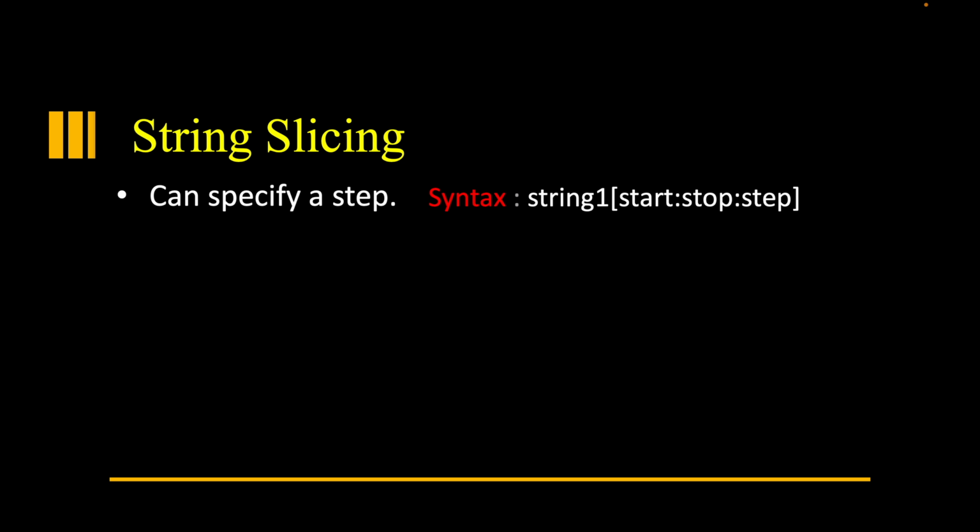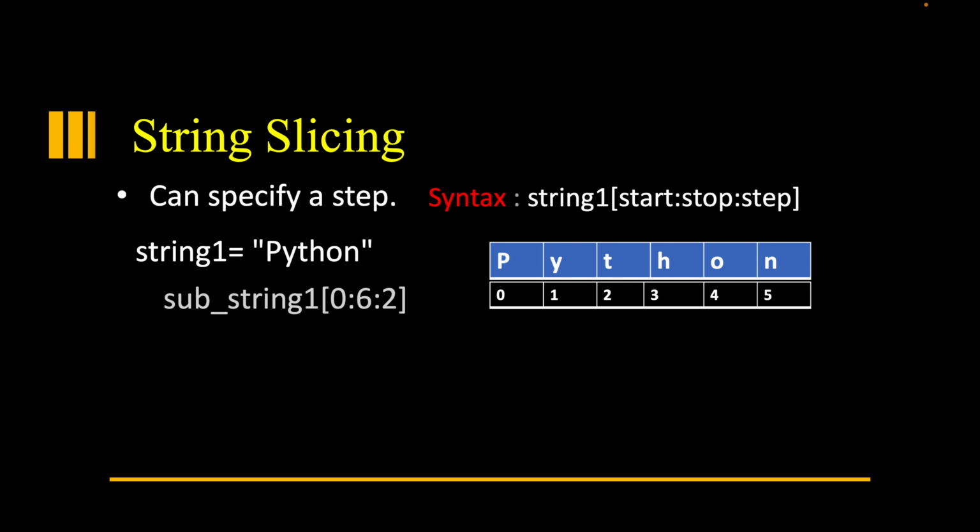Another feature of string slicing is that we can also specify steps. That means the syntax goes like this: string1, the name of the variable, start, stop, and the step. The step parameter allows us to skip characters while slicing. Now let me give an example. The string1 Python is stored in memory as described earlier. To use a step parameter, we write substring1 where 0 is the starting index and 6 is the stopping index, and it always goes one step ahead of the last index number, and 2 is the step parameter. Therefore the output is PTO.